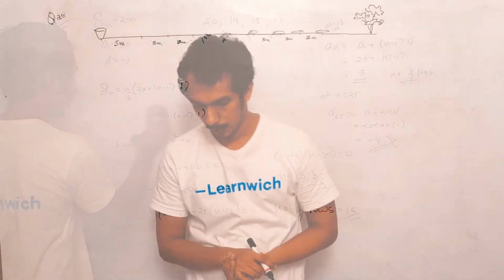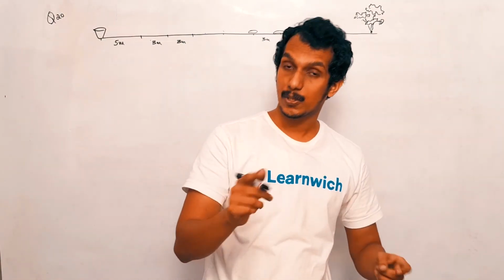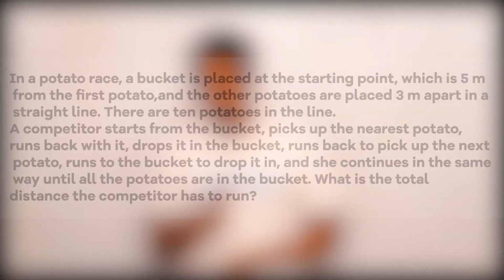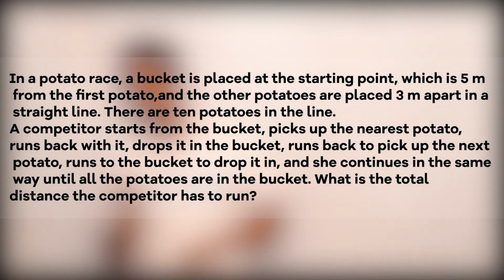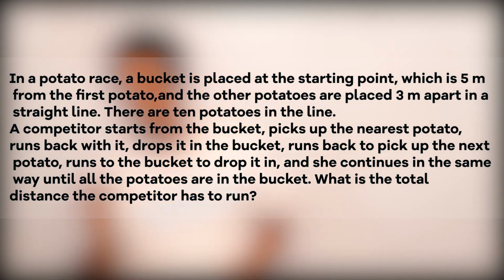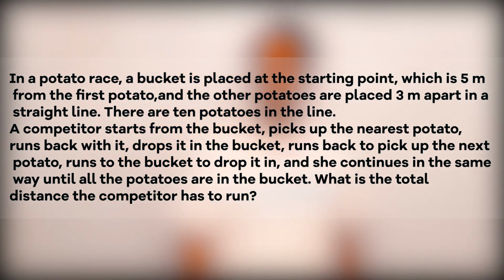Okay, so let's read the last question of the exercise, question number 20. In a potato race, a bucket is placed at the starting point, which is 5 meters from the first potato, and the other potatoes are placed 3 meters apart in a straight line. There are 10 potatoes in the line. A competitor starts from the bucket, picks up a potato, and drops it in the bucket.